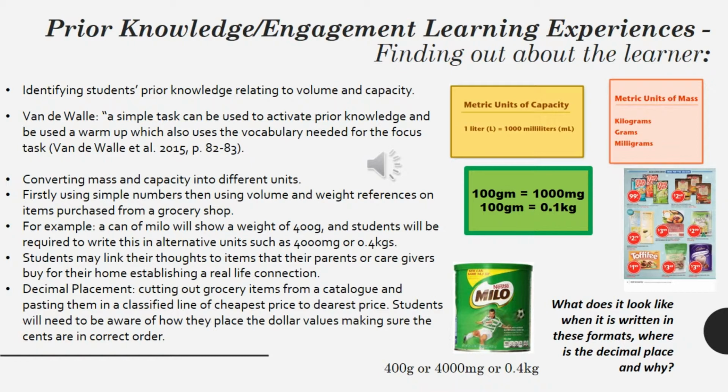Firstly, using simple numbers, then using volume and weight references on items purchased from a grocery shop. For example, a can of Milo will show a weight of 400 grams, and students will be required to write this in alternative units such as 4,000 milligrams or 0.4 kilograms. By handling the shop bought items, students may link their thoughts to items that their parents or caregivers buy for their home, establishing a real-life connection.